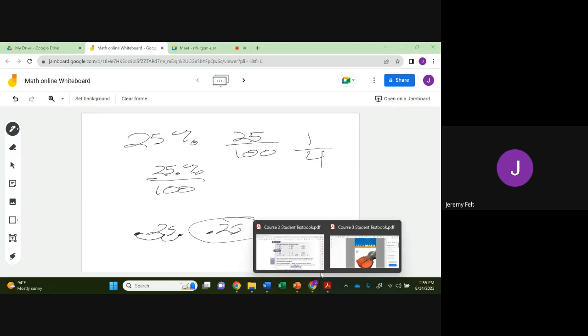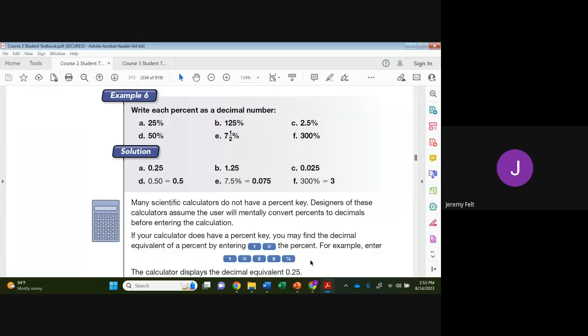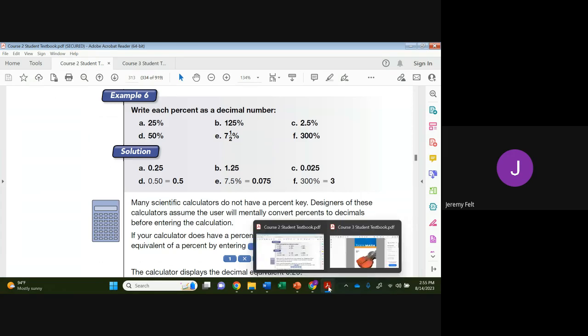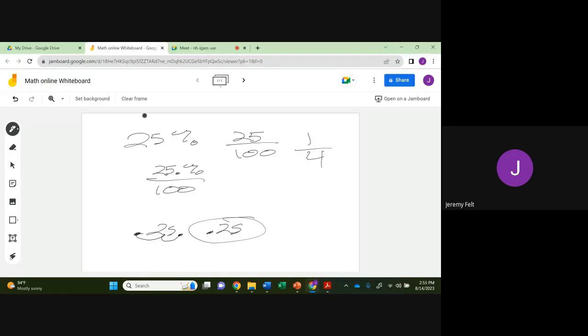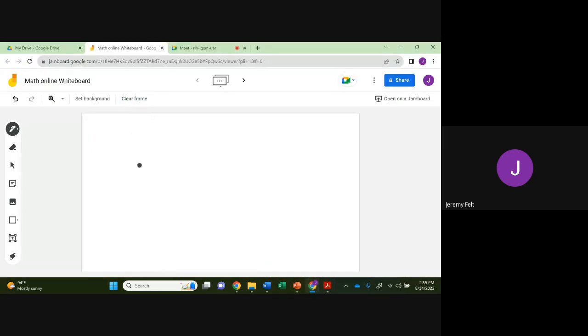Let's look at one of these examples. They're all percents to decimals, but let's say we had 0.025, and we wanted this to be a percent. Well, we would multiply by 100, or we would move the decimal 2 places to the right. So I would take 0.025 and I would move it 2 places. 1, 2. So it'd be 2.5%.